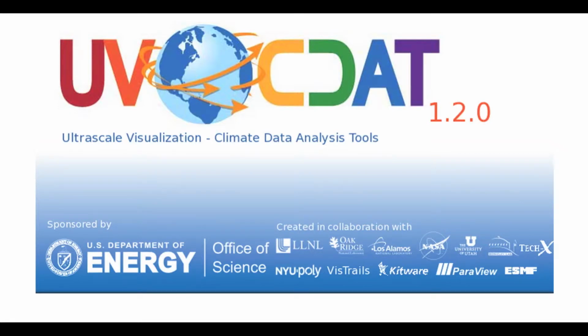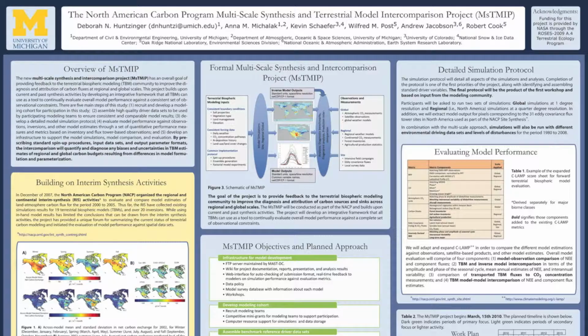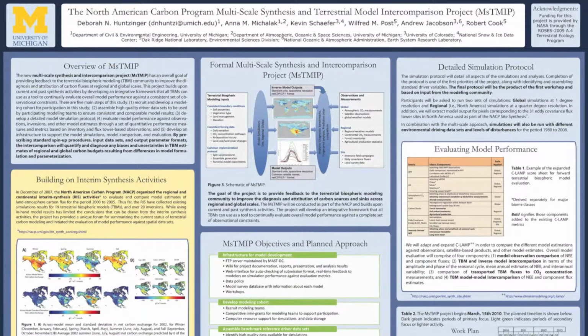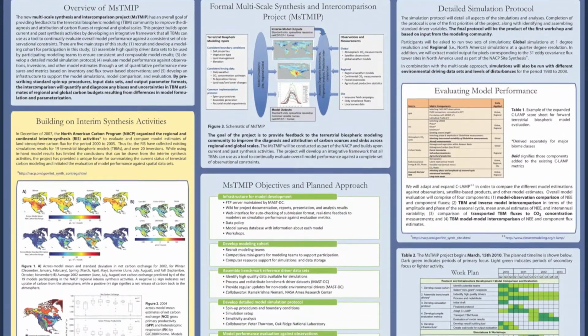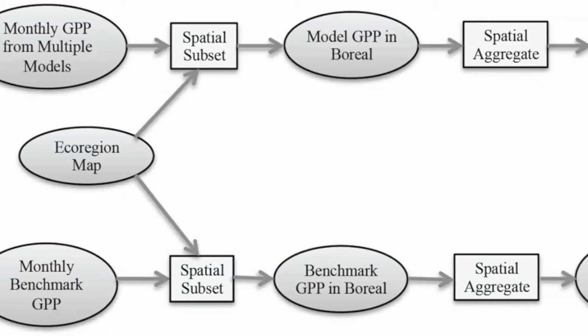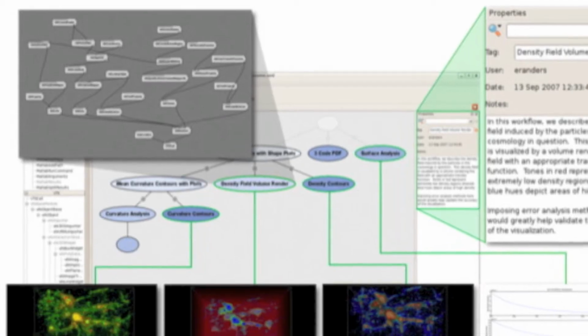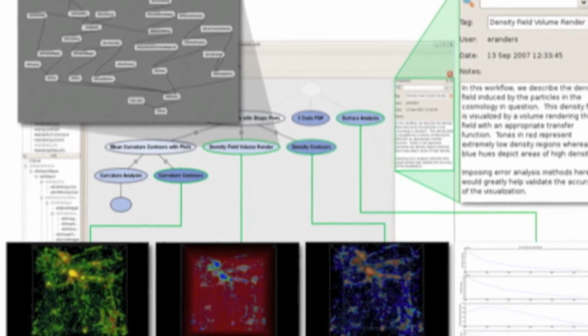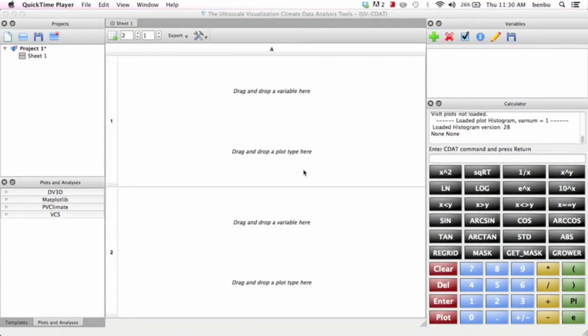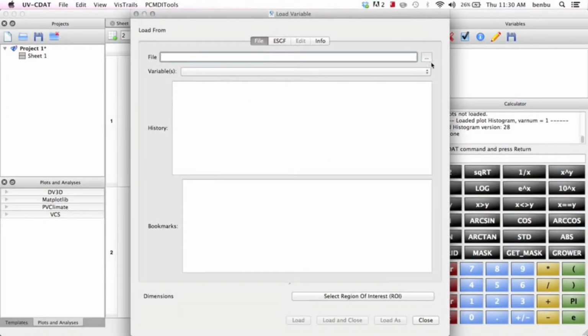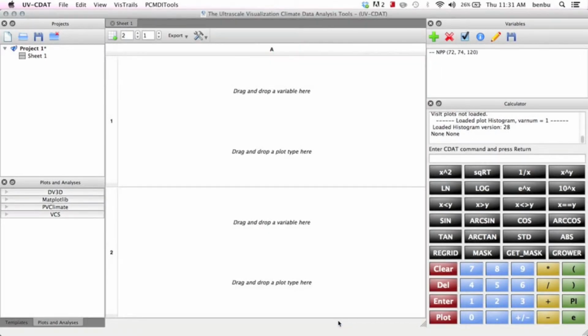In this video, we demonstrate how we can use UV-CDAT and MsTMIP, the multi-scale synthesis and terrestrial intercomparison project, to analyze climate data using a combination of InfoVis and SciVis techniques backed by comprehensive provenance information. We start by creating a monthly long-term mean plot for a single benchmark NPP model.